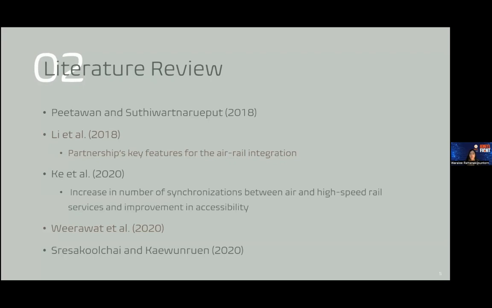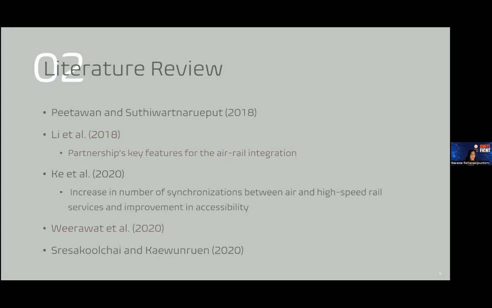And here are some of the important articles in the literature review section. There are actually more, but I'm going to cover this part briefly, starting from the work of Pitawan and Sutiwat Naraput in 2018, which identified dimensions and factors that affect the success of railway infrastructure development projects associated with the Thai logistics platform. In the same year, Lee also analyzed factors that contribute to the partnership level in aerial integration. It was found that the location of the train station was important to the partnership level. Also, the researcher mentioned the significance of having infrastructure integration to make it easy to transfer between airports.